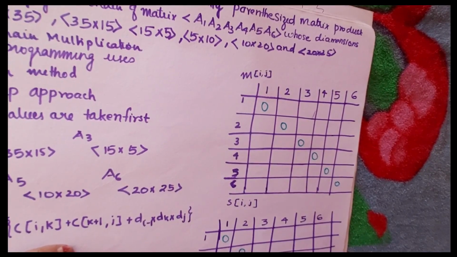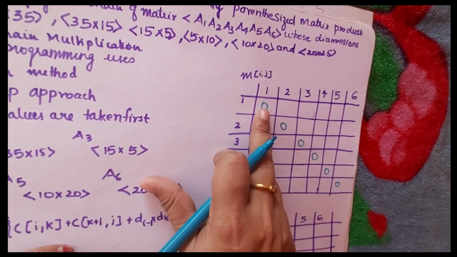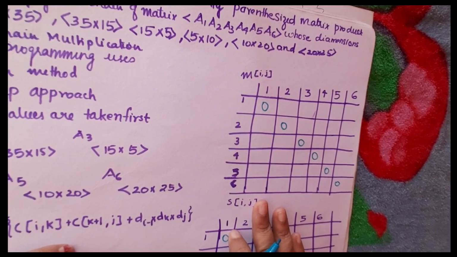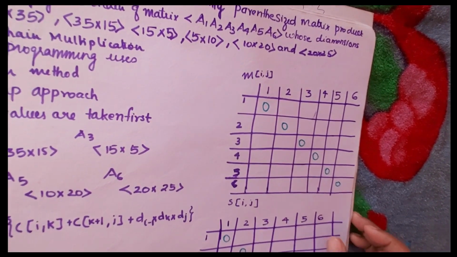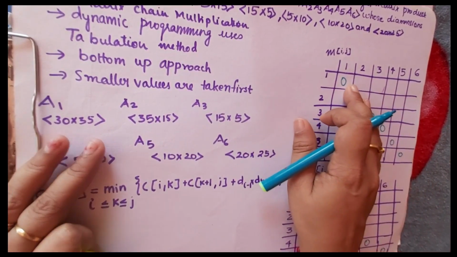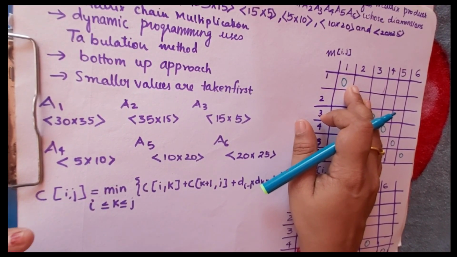First we will be considering only one matrix at a time, so that will be 0. Here also it will be written as 0. So first you will start from a smaller value. We have taken one matrix at a time. Now we are taking the combination of two matrices.